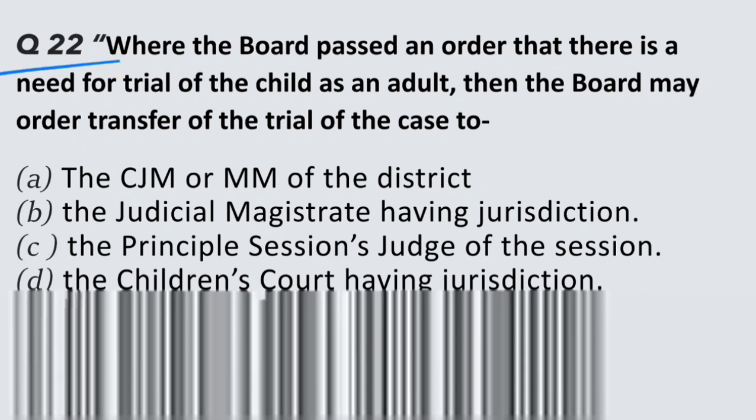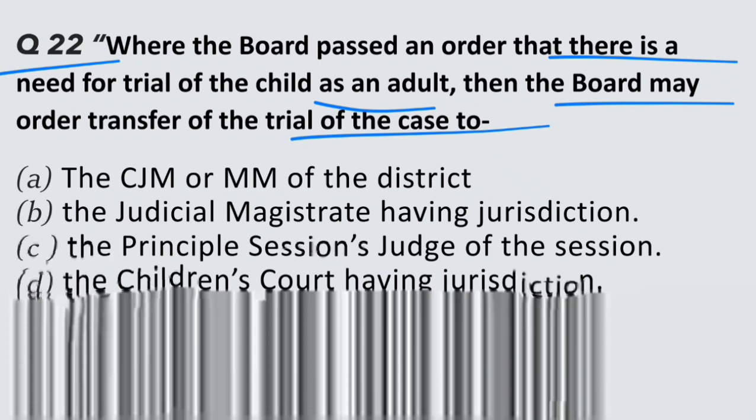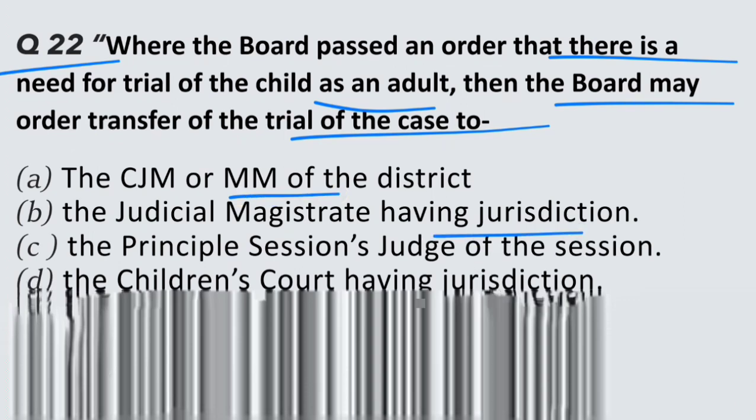Next question is, where the board passed an order that there is a need for trial of the child as an adult, then the board may order transfer of trial of the case to which authority? So the options are: A, CJM or MM of the district. B says judicial magistrate having jurisdiction. C says principal sessions judge of the session. D says children court having jurisdiction.